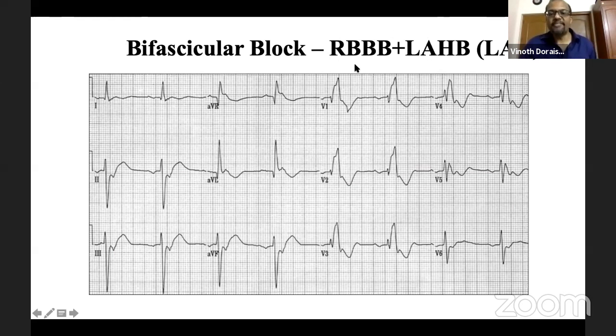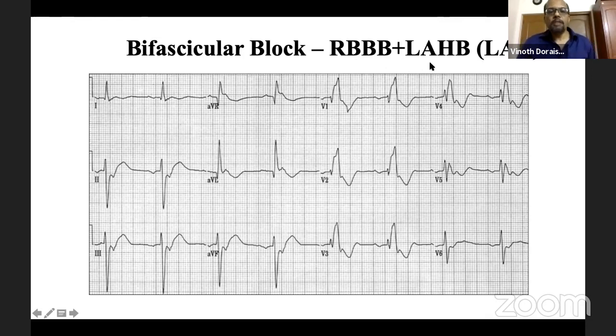This is called a bifascicular block. In the right bundle branch block, you will have the RSR' pattern in V1, and the left anterior hemiblock will cause a small R and a deep S wave in inferior leads with a left axis deviation. If you have the same RBBB pattern with a right axis deviation, it will be a right bundle branch block with a left posterior hemiblock.